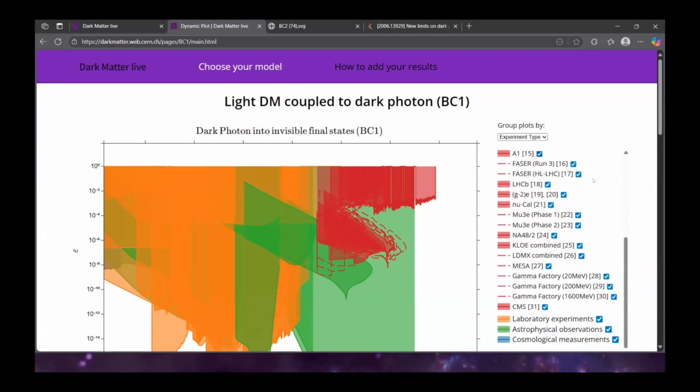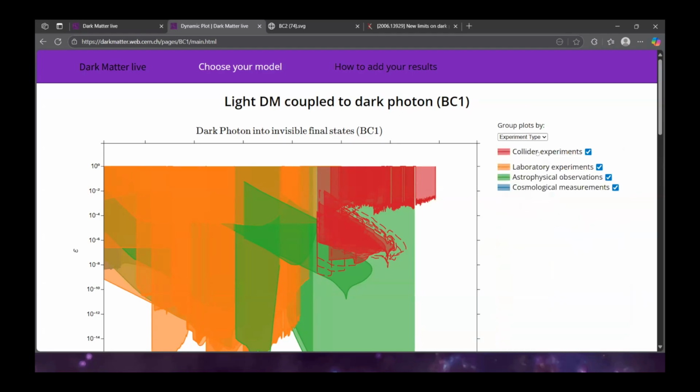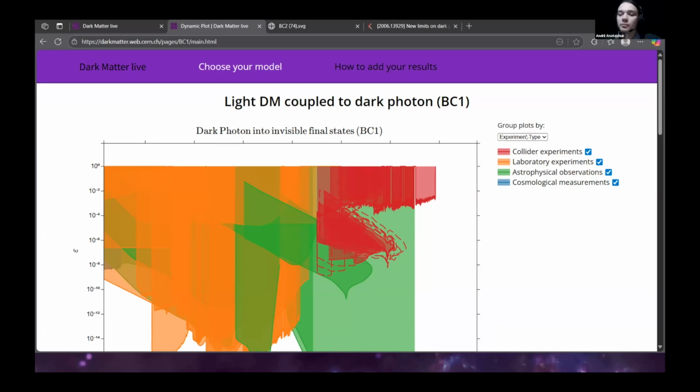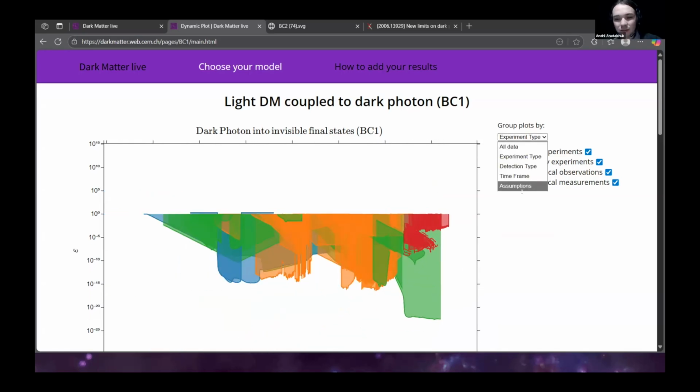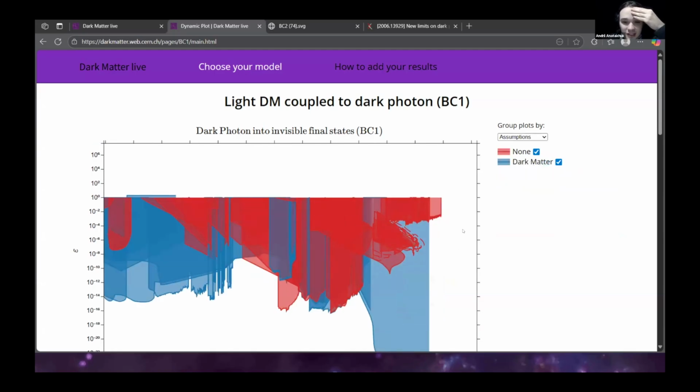Yes, and does it also happen that you have two different exclusions from different papers which are harder to compare because they really have different assumptions? So is there one plot that actually includes this assumption?